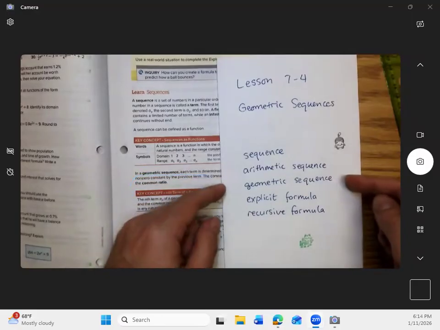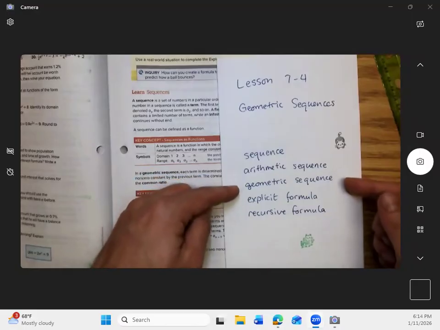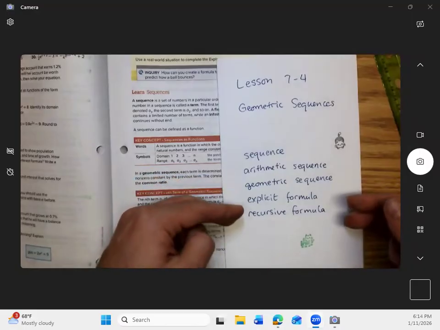You're just adding two every time, right? A geometric sequence is we're going to multiply by something, right? So like 1, 2, 4, 8, 16, 32. I'm multiplying by 2 every time. That would be more like one of these guys. Okay? There are different formulas you can apply.